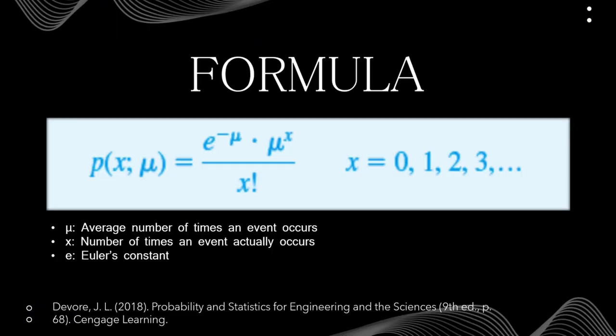The probability mass function of the Poisson distribution is given by the formula below, in which mu is the average number of times an event occurs, x is the actual number of times that a specific event occurs, and e is Euler's constant. This formula calculates the probability of exactly x events occurring in a fixed interval when the average rate is mu. Traditionally, lambda is used in place of mu, but in this course, mu is predominantly used to symbolize the average number of events.